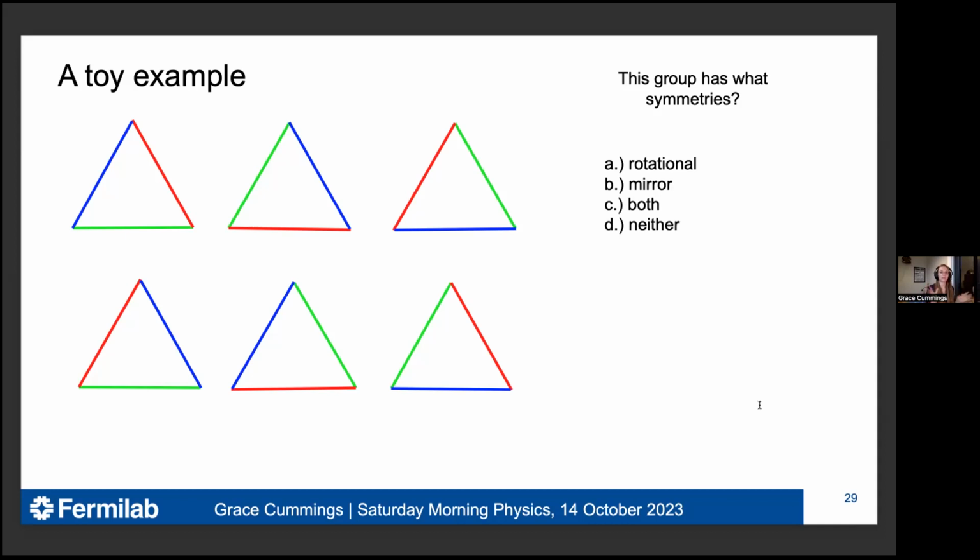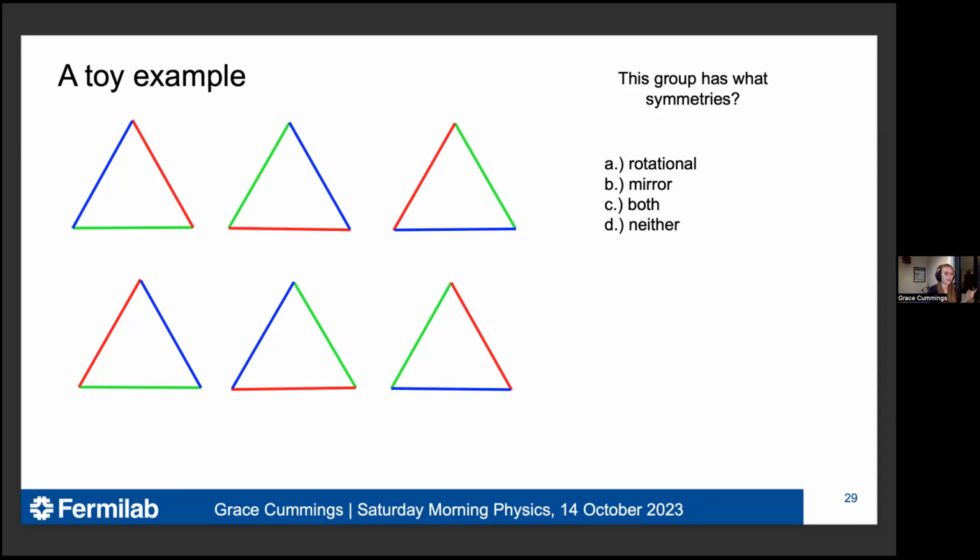So I want to say this group has what symmetries? It's A, rotational, B, mirror symmetries, C, both, or D, neither. I was hoping I'd be in person and you guys could just yell it out and I can hear you. I realize that's probably not going to happen, but what do you guys think? How do you think that these relate to one another?